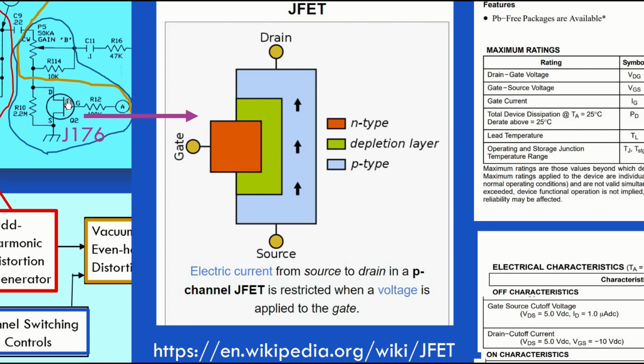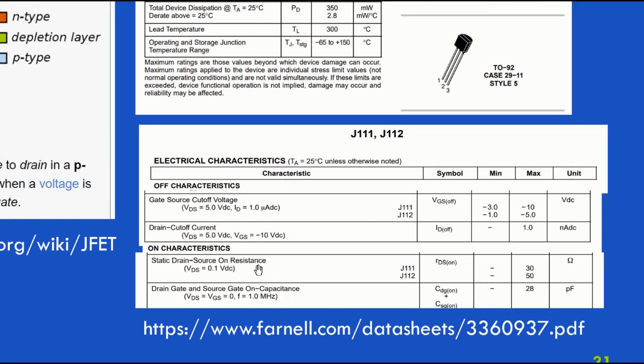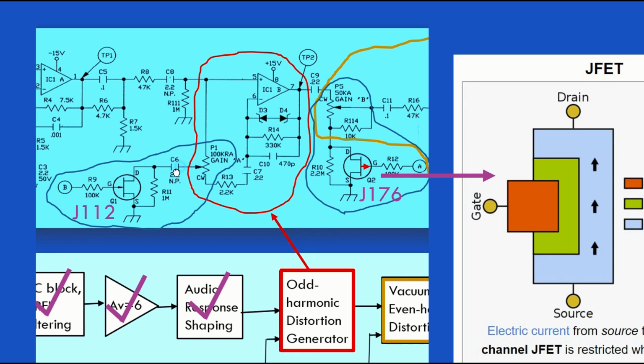When it's on, how much is it on? Well, that's what you need the data sheet for. And I looked it up. It says static drain source on resistance, 30 or 50 ohms. That's for the J112, which is used over here, the N-channel version. And that means that this point is not completely AC grounded. It's got 30 or 50 ohms from this point to ground, but compared to the 100K ohm, it's essentially tied to ground. That's what matters in the design.